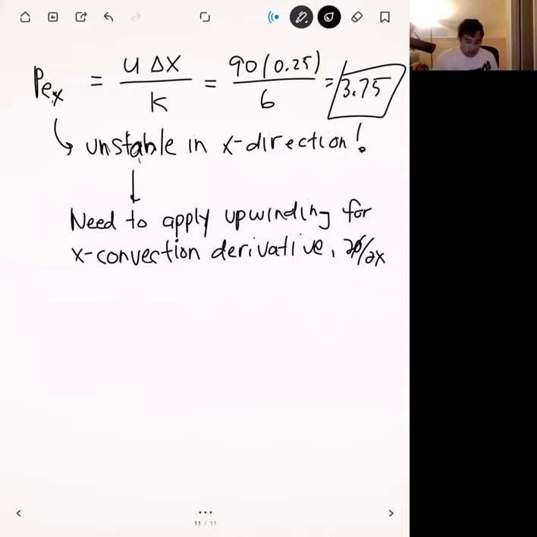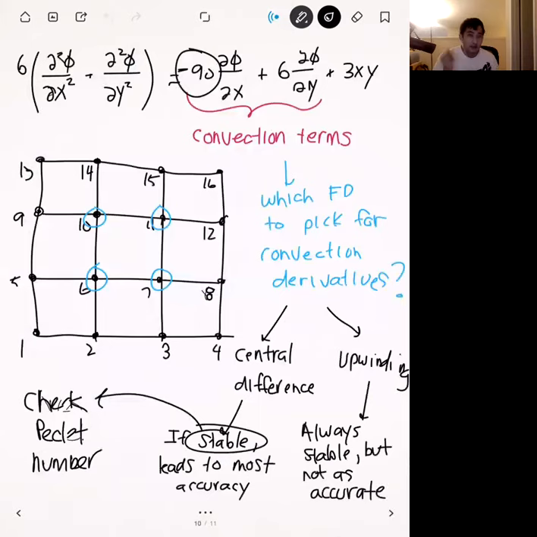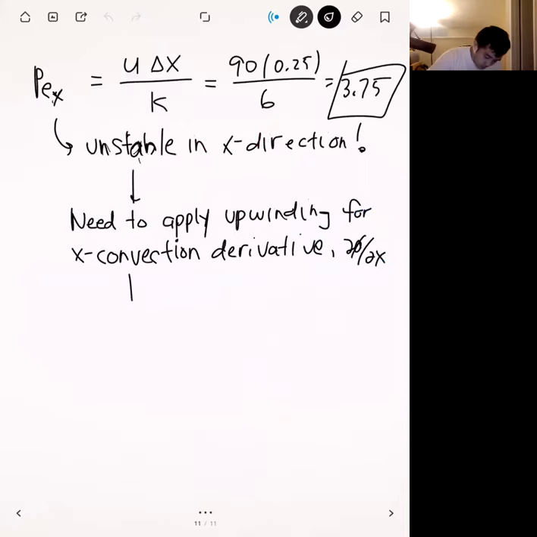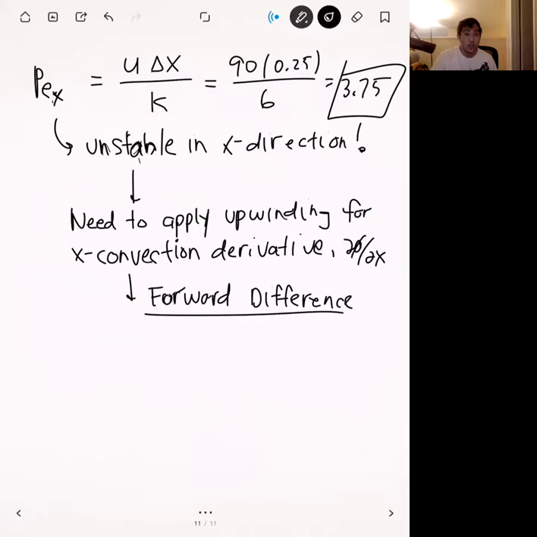And since the velocity here is negative, we have a negative 90, the proper upwinding scheme for this is actually going to be forward difference. Because remember, for a positive velocity, the upwinding scheme that we picked was a backward difference. But for a negative velocity, the proper upwinding scheme is forward difference.